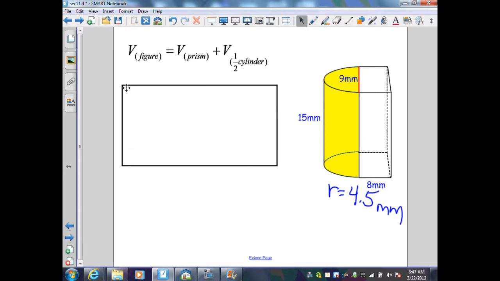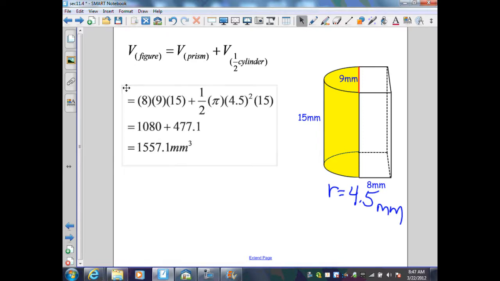Therefore, when I substitute into the formula, I'm going to get the volume of my figure to equal the volume of the prism, which is 8 by 9 by 15, and the volume of my cylinder, which is pi r squared times the height, which is 15. So here's the area of my base, pi r squared. The height is 15, but I multiply by half because I have half a cylinder. Substituting into a calculator, 1,080 for the prism, plus 477.1 for the half a cylinder. Combining, I get 1,557.1 millimeters cubed.